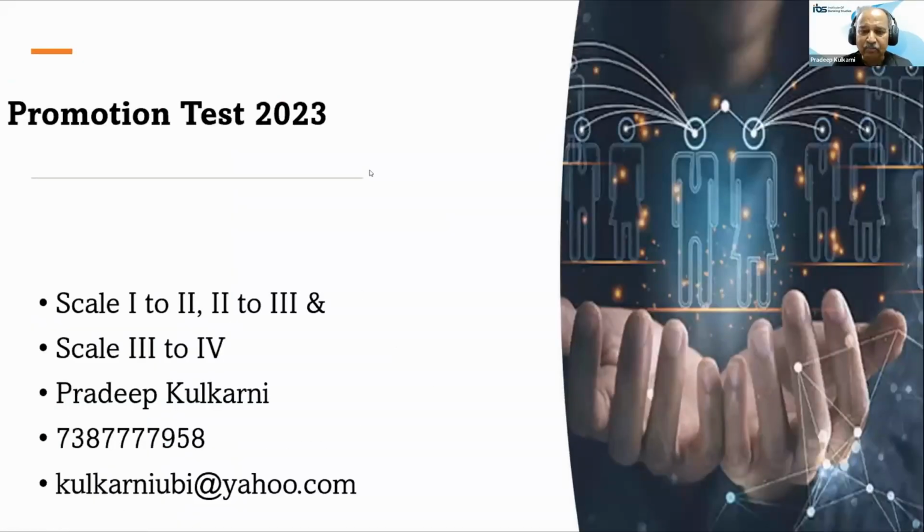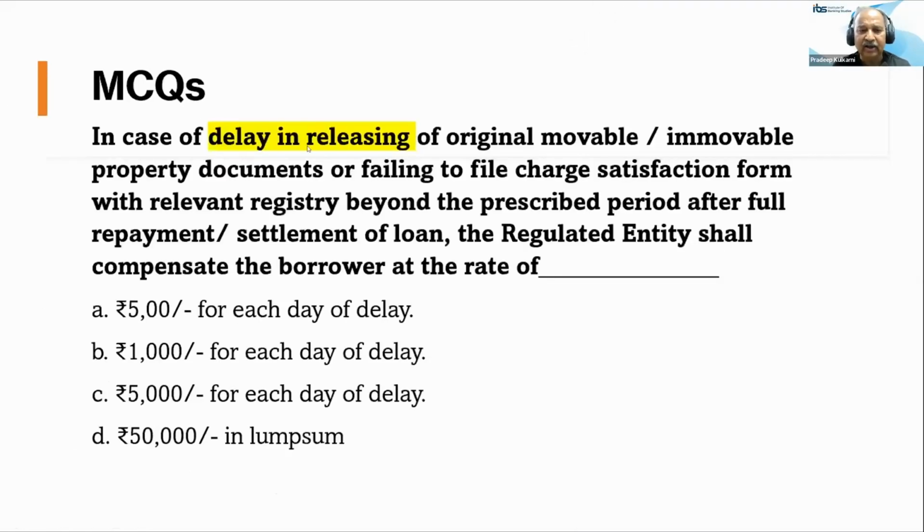Welcome to the MCQ session. Very important, very interesting also. Let us start. In case of delay in releasing the original movable or immovable property documents, or failing to file a charge satisfaction form with the relevant registry beyond the prescribed period after the full repayment and settlement of the loan, the regulated entity shall compensate the borrower at the rate of.